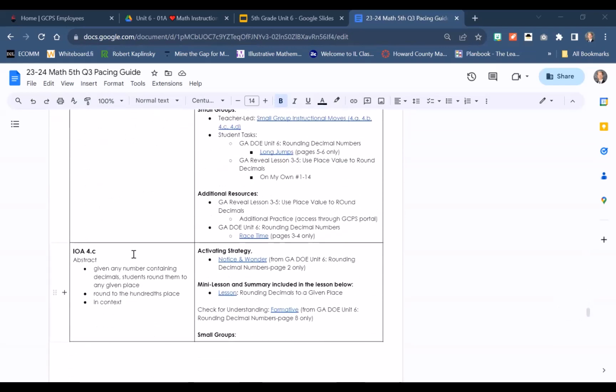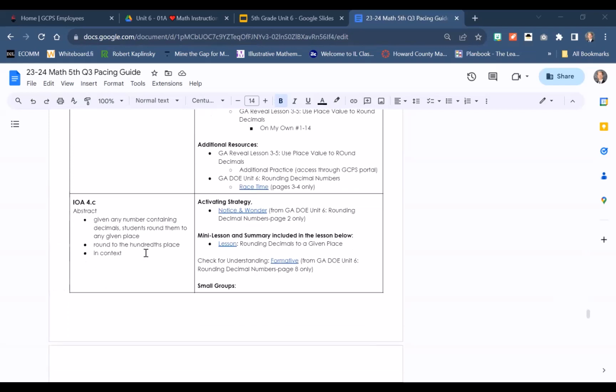At the abstract level, given any number containing decimals, students round them to any given place. Students who are taught to round decimals by using a rule rather than place value understanding have difficulty determining places when rounding to benchmark numbers.